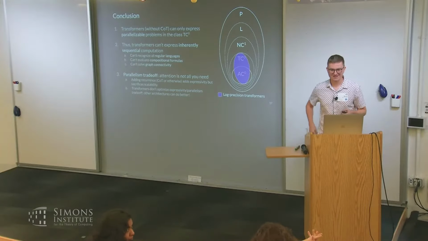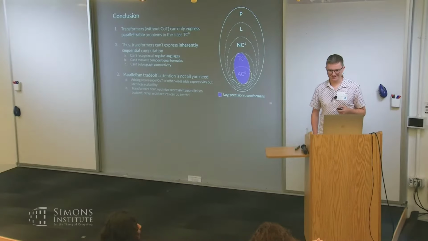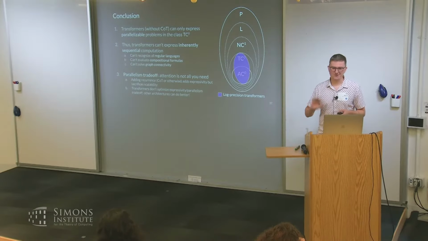What about RWKV at all? Is that a linear attention thing? It's an RNN-style thing that performs similarly to transformers. Yeah, we don't have any results about that. I think probably you could show that. I know my collaborator was thinking about this. It might be in TC0, but we don't have a result. Okay.